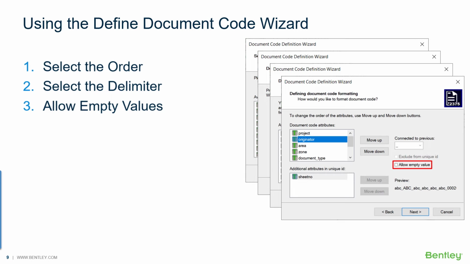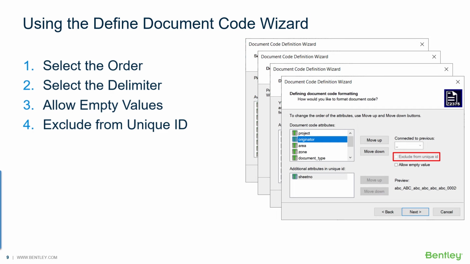Highlighting a code part and checking this option will instruct the document code wizard to not perform a validation check for existing documents in the environment to make sure that they have valid values already populated for this attribute. If left unchecked, the wizard will perform this validation check, and the document creation wizard in ProjectWise Explorer will not allow a document to be created without entering valid data for this attribute.